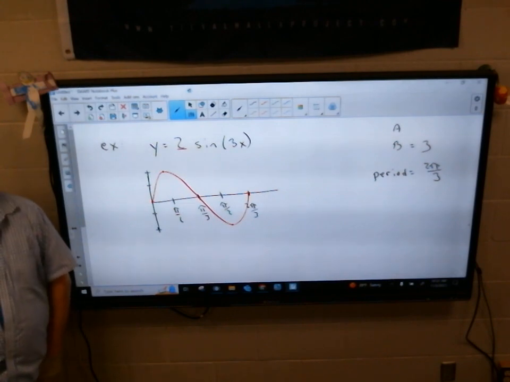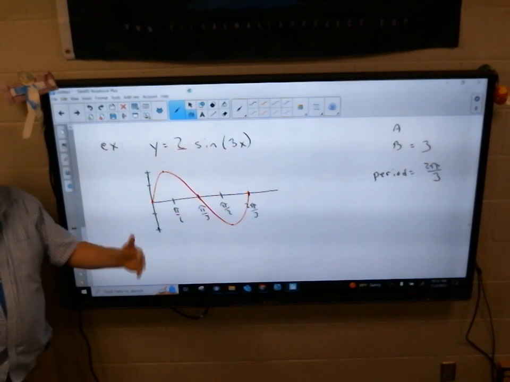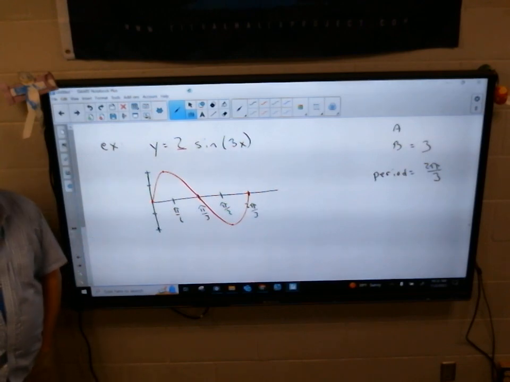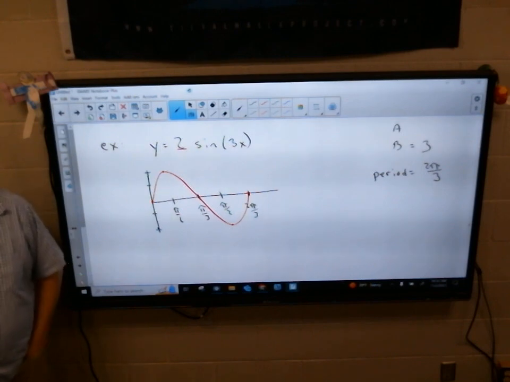Anybody else? Questions? All right, I'm going to give you a couple practice problems, turn you loose for a little bit. We'll do phase shifts and cosines, because cosines work exactly the same way. It just has different points.